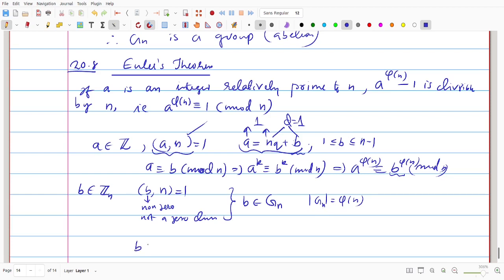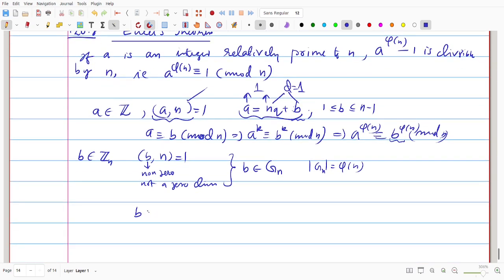We know that if we operate b phi of n times, not n times, we will get 1, because b is a member of the group Gn which has cardinality phi of n. If you operate any element cardinality-of-the-group times, we will get the identity. Here the identity is 1. So b raised to phi of n, which is the order of the group, is congruent to 1 mod n.